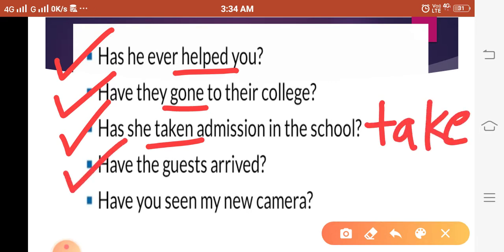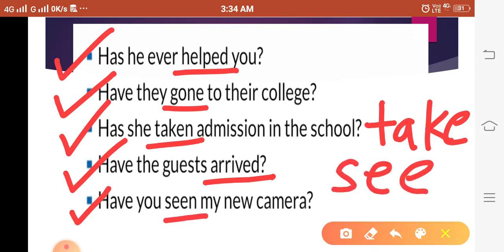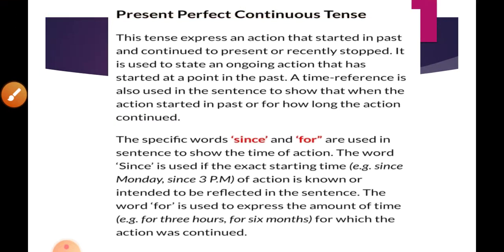Have the guests arrived? Arrived is the third form of the verb arrive. Have you seen my new camera? Seen is the third form of the verb see. Clear? Now next we will study about present perfect continuous tense.